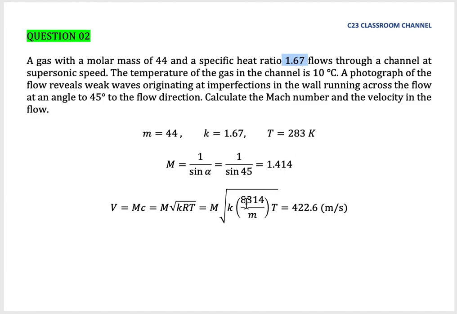So we divide 8,314 by 44 to get the gas constant. So after we solve this equation, we get that the velocity of that gas is 422.6 meters per second.